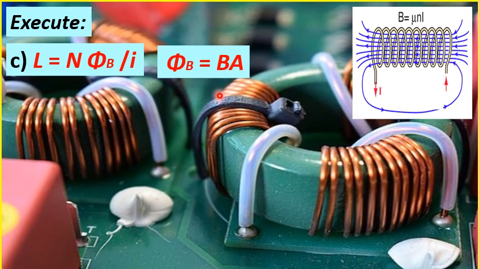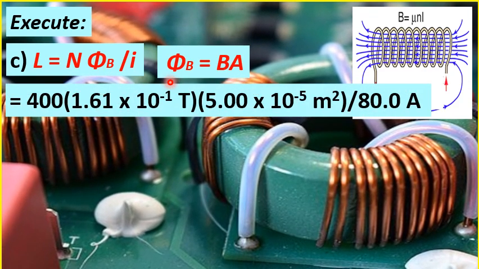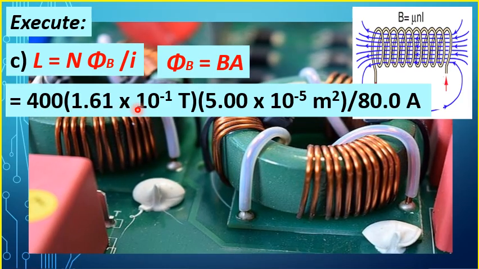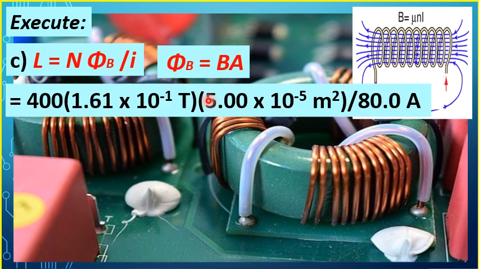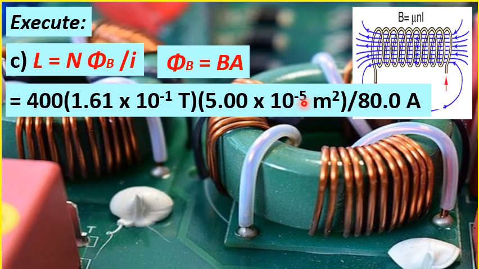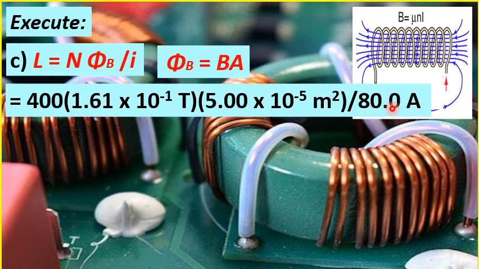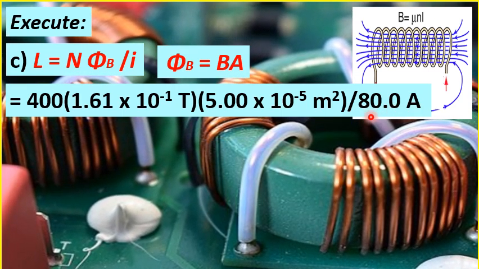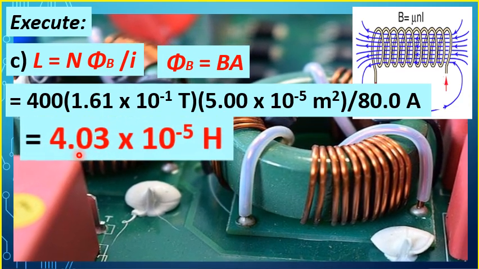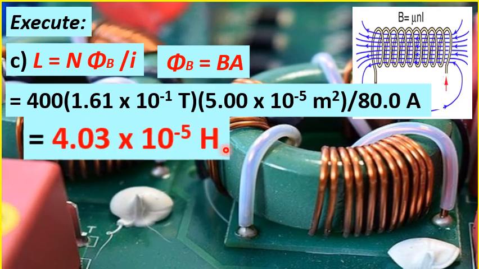So, plugging in the data into this formula, we get 400 multiplied by 1.61 times 10 to the negative 1 Tesla, times 5.00 times 10 to the negative 5 meter squared, all over 80.0 amperes. When we do our math, we get the value of the inductance, capital L, equal to 4.03 times 10 to the negative 5 Henry.